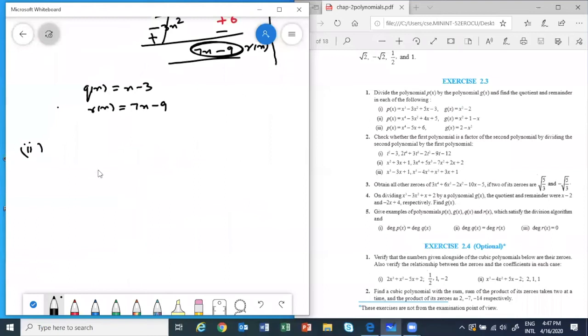Second part. Do. Third part is your homework. Divide and tell me the answer. See, your gx is not properly arranged. They've given x square plus x minus x. Rearrange it. First x square term, then x term, then constant term. Now you divide and give me the answer.